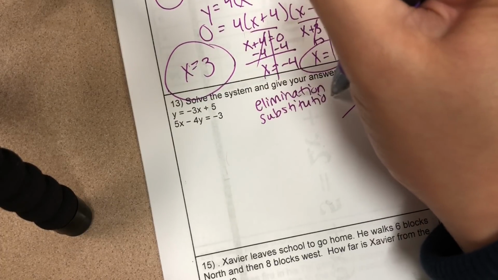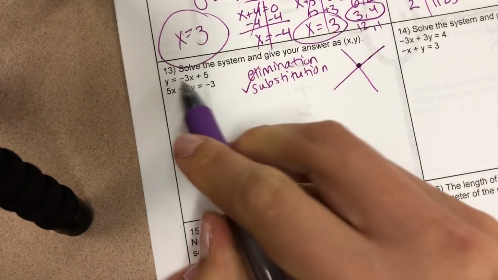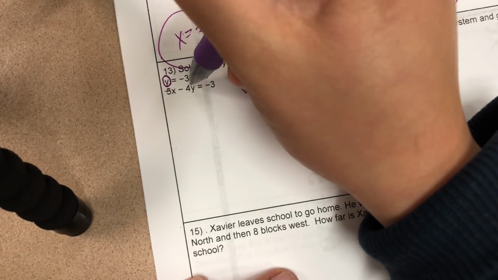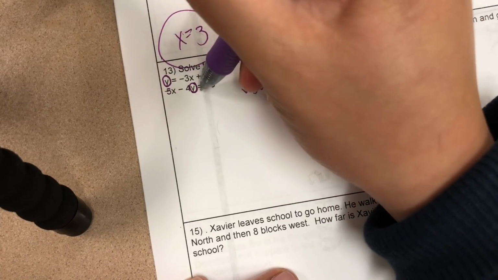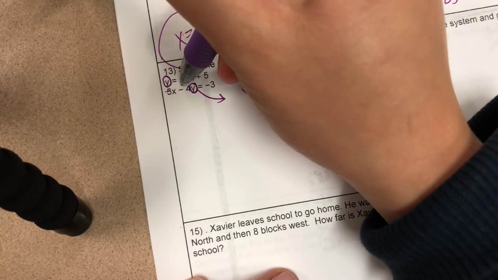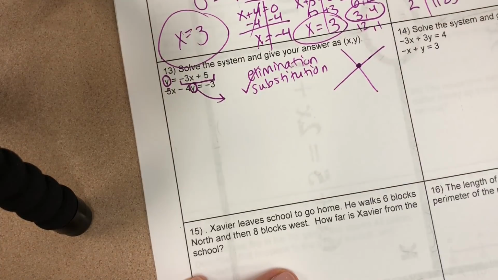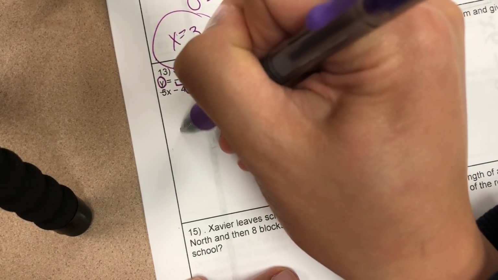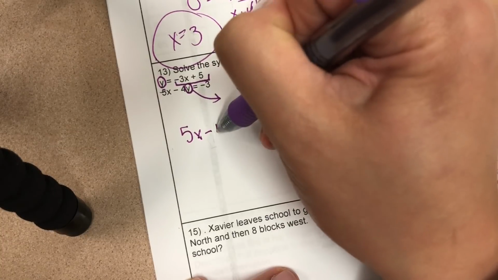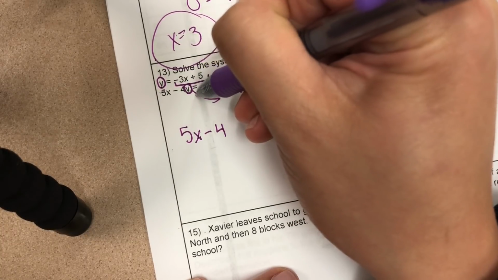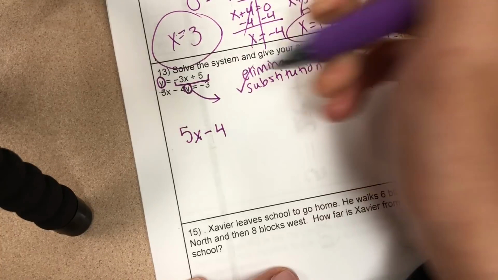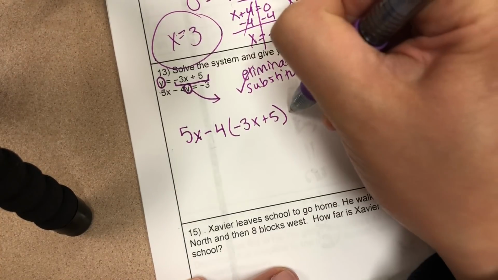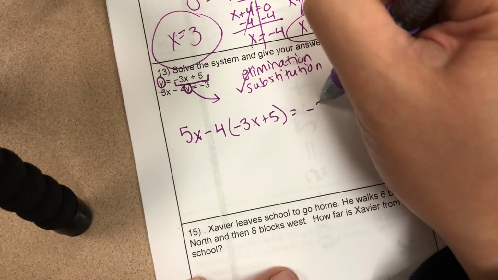In this case, substitution is the easier one because I have a y by itself. So right here, this y, I could substitute for this y. So this y is going to come out, and in its place, I can put this value. So I'm going to rewrite this starting from here. 5x minus 4. And instead of this y, which I took out, I'm going to substitute this value. So negative 3x plus 5, in parentheses, and then I drop down the equal sign and the negative 3.